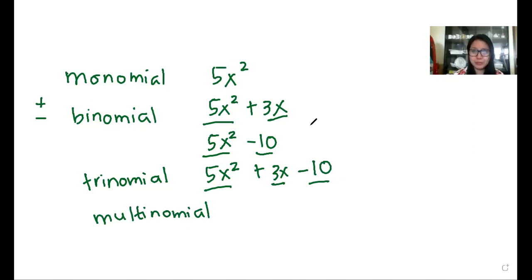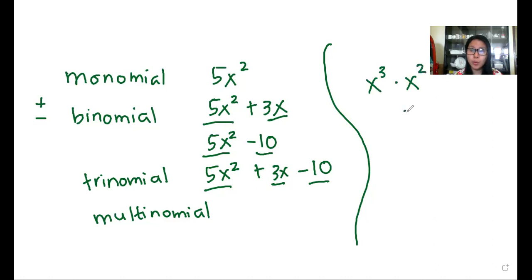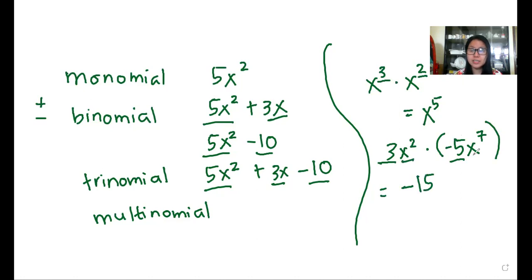Now, let's have a very brief review on the laws of exponents. Now, remember, when we multiply exponents of the same base, we copy the base, then we add the exponents. So the answer is x to the 5th power. Or if we have 3x squared times negative 5x to the 7th, you multiply the numerical coefficients, like 3 times negative 5. That's negative 15. X squared times x to the 7th. We copy the base, then we add the exponents. So 2 plus 7, the answer is 9.